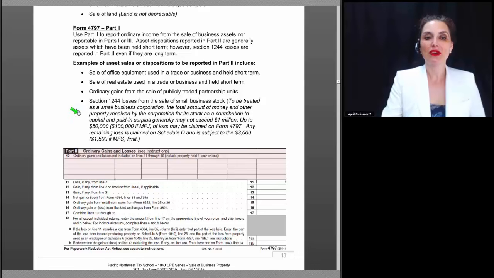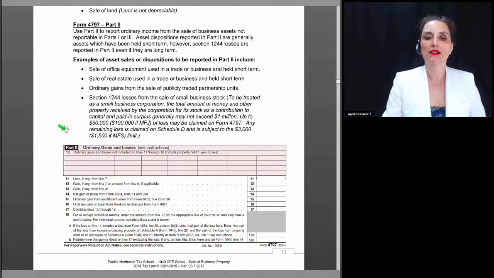And finally, Section 1244 losses from the sale of small business stock in what is treated as a small business corporation. The total amount of money and other property received by the corporation for its stock, as a contribution to capital and paid-in surplus, generally may not exceed $1 million. And if that is the case, up to $50,000, or $100,000 if you are filing a joint return, of loss can be claimed on Form 4797, and any remaining loss is then claimed on Schedule D and subject to the $3,000 a year annual limit.